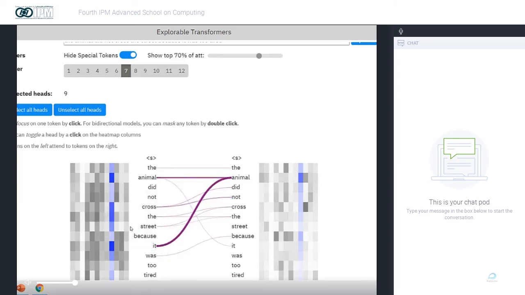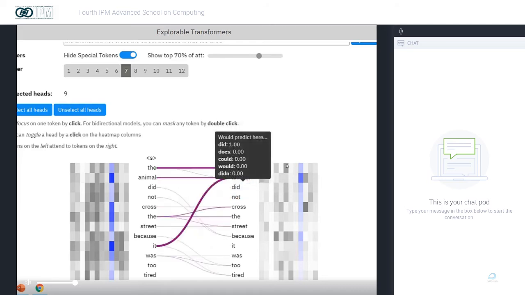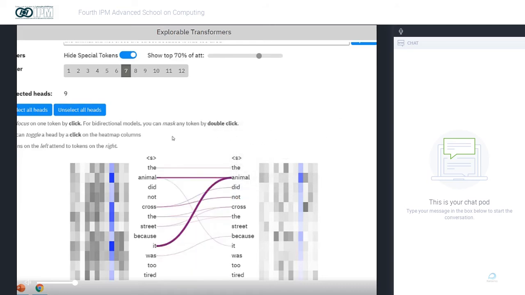Or maybe equally for the word street, as you see, it is highly related to crossing, or crossing is highly related to did not, as you can see here. And these are the sort of relationships that we usually make in our understanding. When we read a sentence, we make them in our interpretation in order to understand the semantics of a sentence. And the same idea is being handled by this self-attention mechanism.